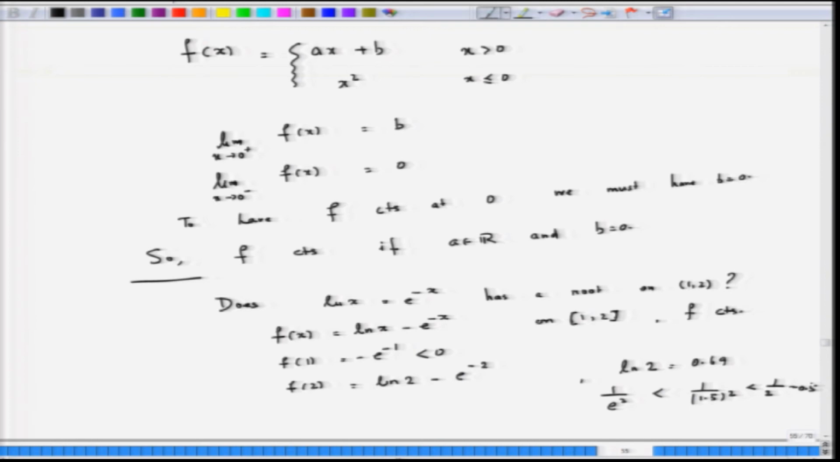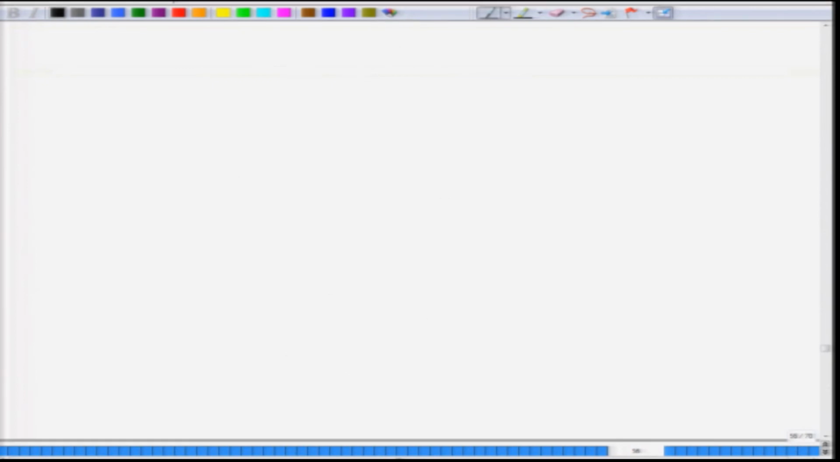So, now ln 2 is approximately 0.69, which is greater than 0.6, and e to the power minus 2 is less than 0.5. So, this is going to be bigger than 0. Okay. So, now f of 1 is negative and f of 2 is positive. So, there exists an x naught belonging to (1, 2) such that f of x naught is equal to 0.